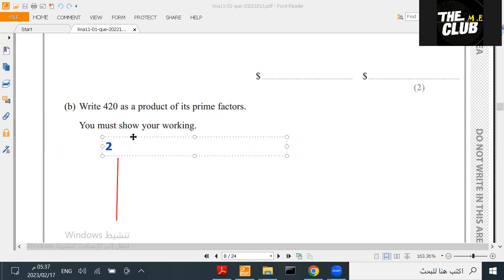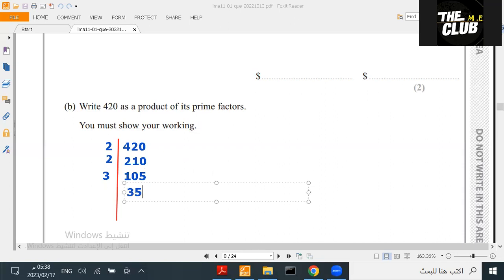It's going to be 210. Good. Then divide by 2 again. It's going to be 105. You can use a calculator here. Then 105, you divide it by 3, because you can't divide by 2. 105 divided by 3 equals 35.